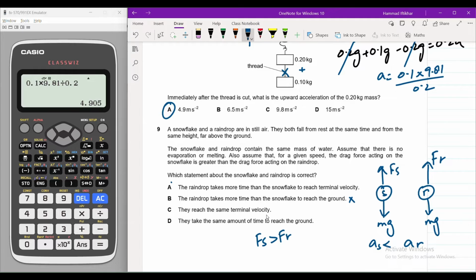Okay, so why? Sorry, my bad. Since by the time the raindrop achieves terminal velocity, the acceleration would have caused the velocity to increase by so much more than the snowflake's. So that's why they take the same amount of time to reach the ground. Definitely not correct. That means only A is correct.